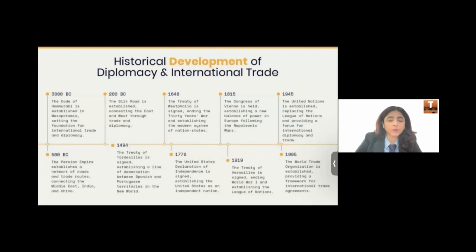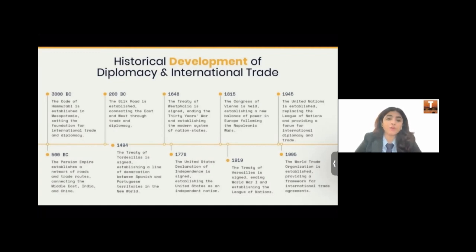It was signed in 1494, and this treaty itself was between Spain and Portugal. It actually divided the newly discovered lands outside Europe, and it aimed to resolve conflicts over colonization and trade by establishing separate spheres of influence for each country.